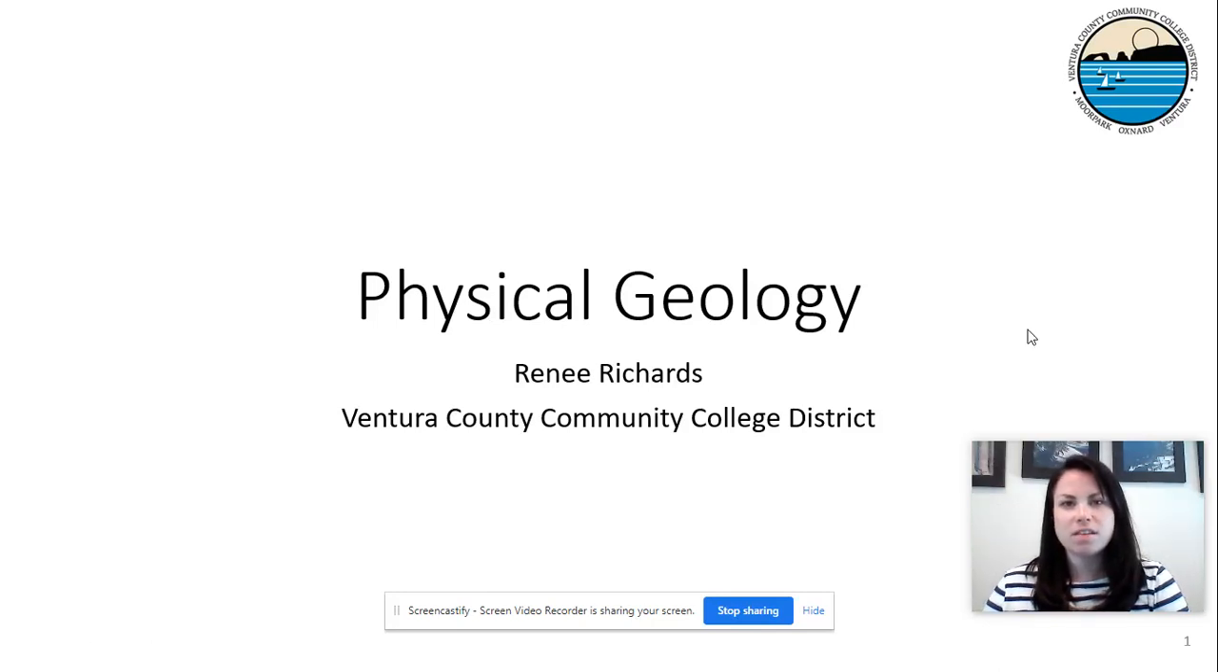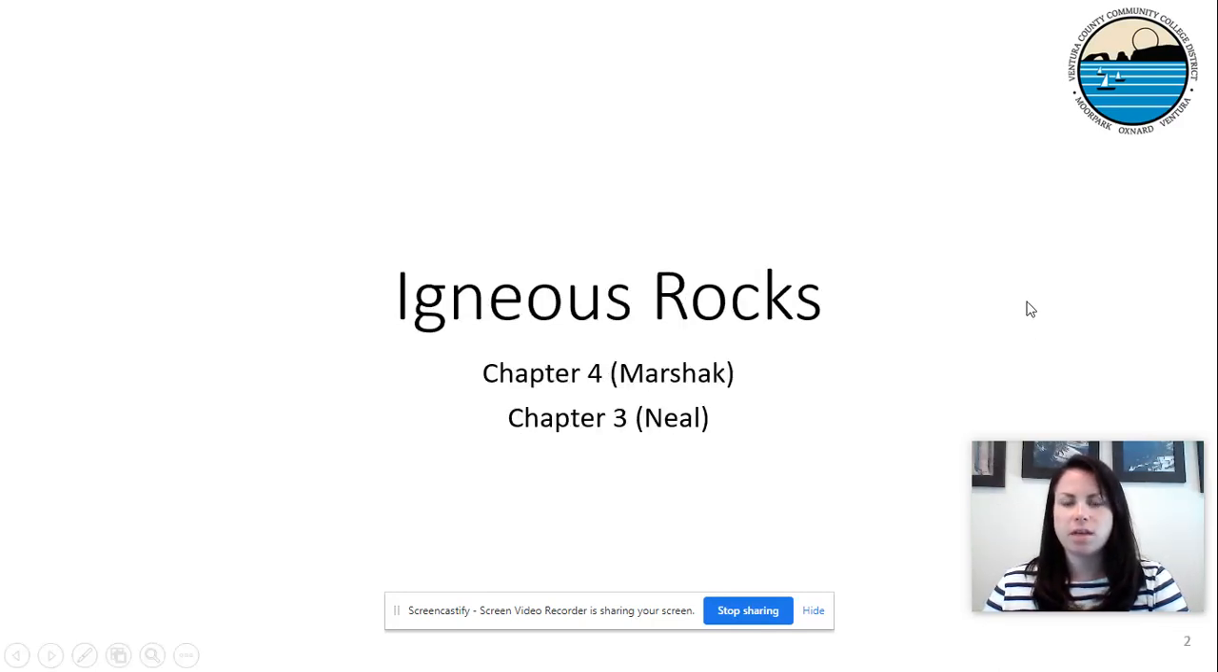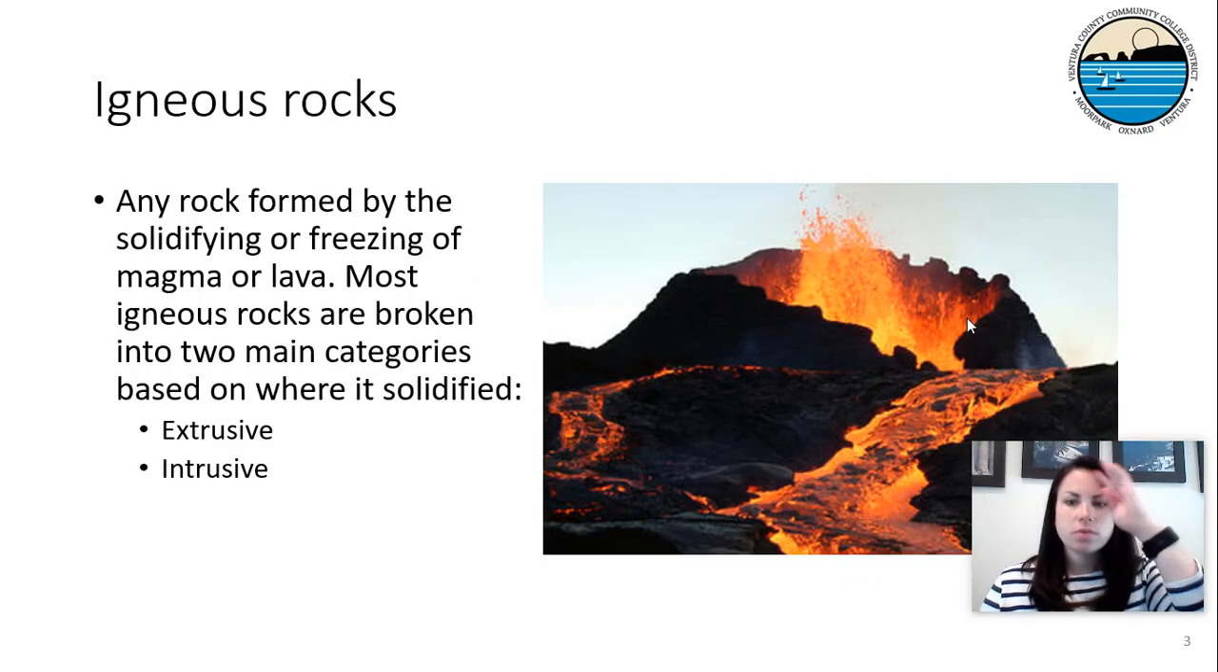Hey everybody, in this lecture, we're going to be talking about igneous rocks. That's going to be chapter 4 in the Marshak book, or chapter 3 if you're following along in the online book. So what are igneous rocks? They're formed by the solidifying or freezing of magma or lava, and most igneous rocks are broken into two different categories. They can either be extrusive or intrusive, and we're going to define those.